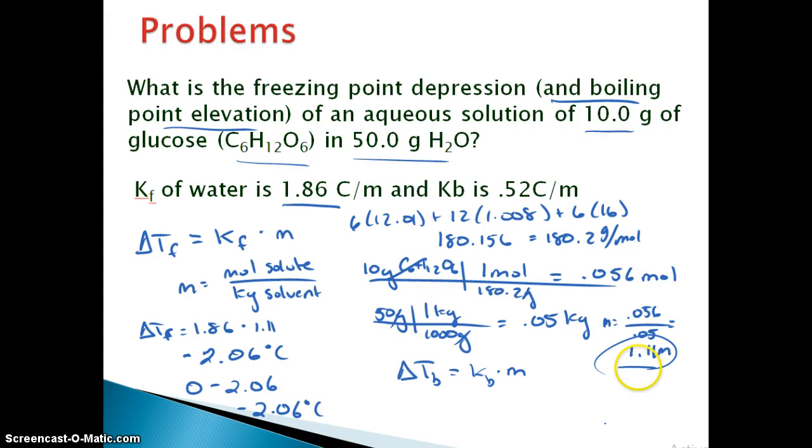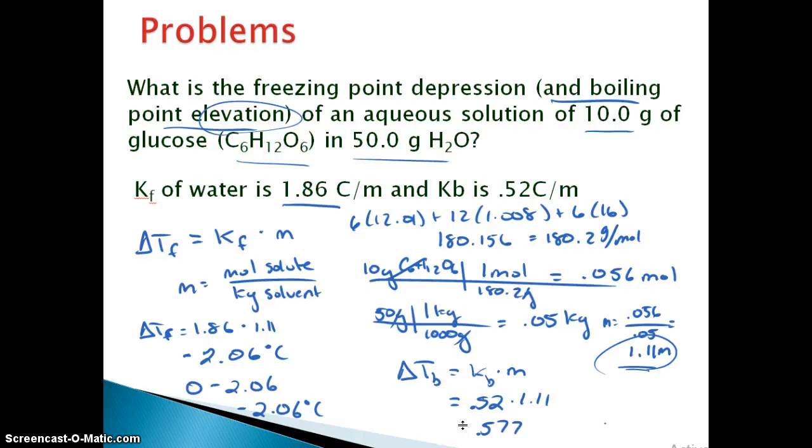So we've already calculated the molality. We've already done all of our unit conversions. We know our constant of boiling is 0.52, so it's going to be really easy to figure this out. We just have to sub everything in, so that's going to be equal to 0.52 times 1.11. And when we work that out, we get 0.577. Now, because it's boiling point elevation, and elevation is raising of the boiling point, that number is going to stay positive.